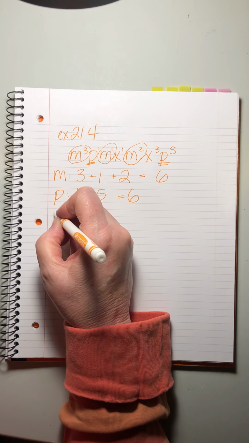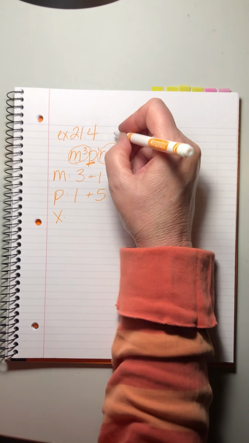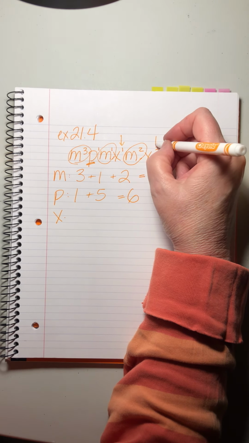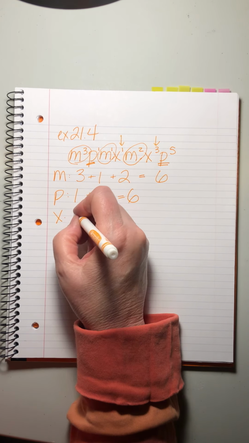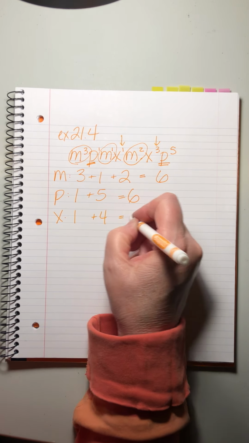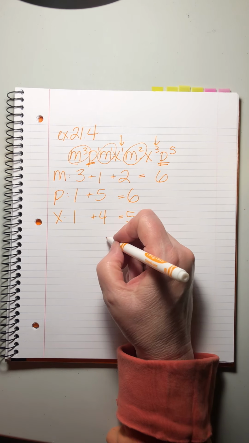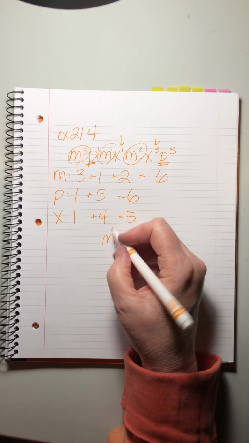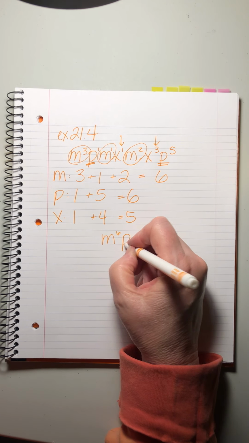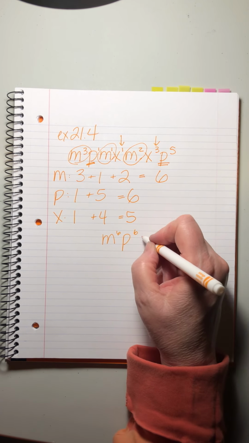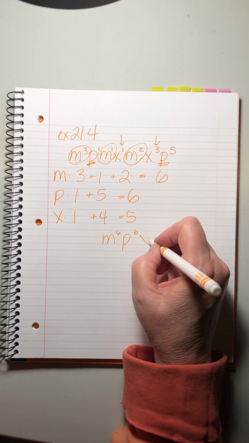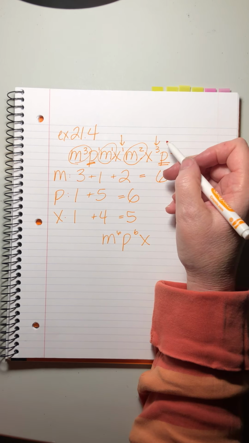And then I'll do my X, and let's see, I'll draw arrows to that one. That's a 1 and a 4. All right, so my final answer is M to the 6th, P to the 6th, X, no.